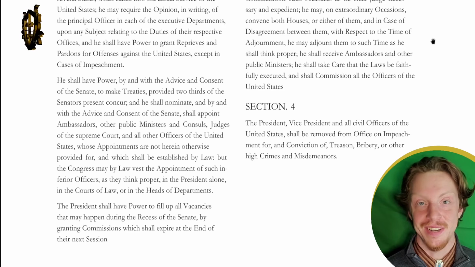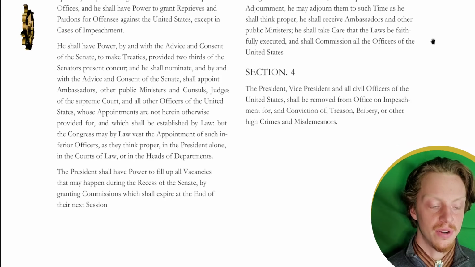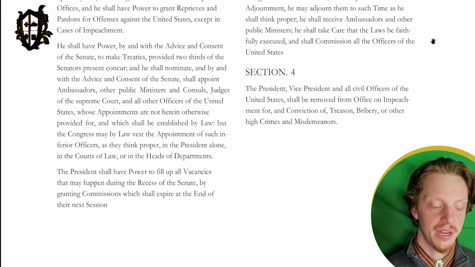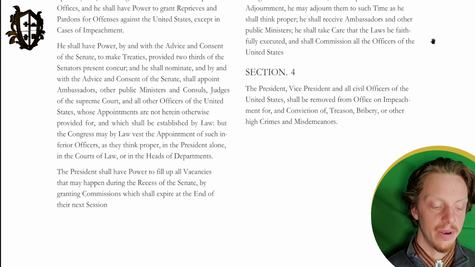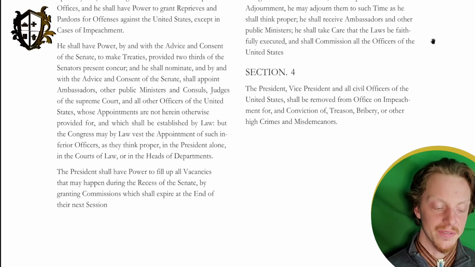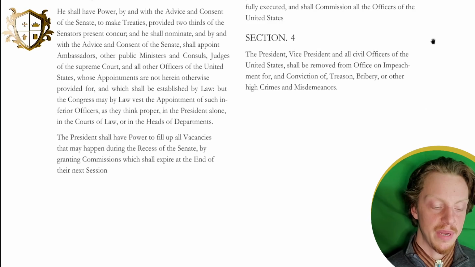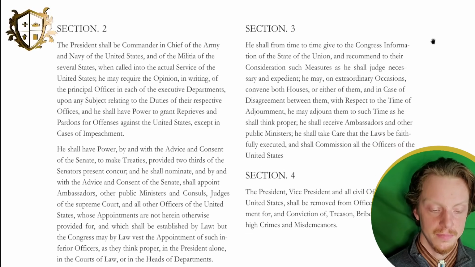Notice they say judges, not justices of the Supreme Court. Judges of the Supreme Court and all other officers of the United States whose appointments are not herein otherwise provided for, and which shall be established by law. But the Congress may by law vest the appointment of such inferior officers as they think proper in the President alone, in the courts of law, or in the heads of departments. The President shall have power to fill up all vacancies that may happen during the recess of the Senate by granting commissions which shall expire at the end of their next session.